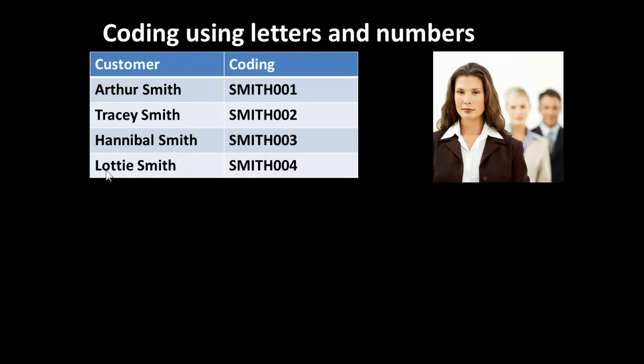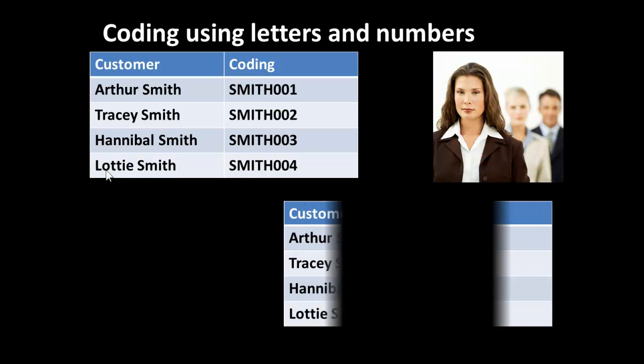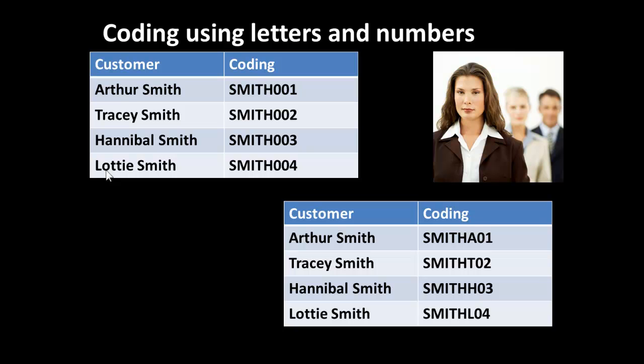So what we tend to do is also to look at letters perhaps and numbers together. So here's one way of doing it with four Smiths. We label them as 1, 2, 3 and 4. We might, however, want to label them as Smith A, Smith T, Smith H and Smith L. In other words, to use the first name of the customer. That might be slightly better. So which do you prefer, and why? Have you got a reason for preferring it?